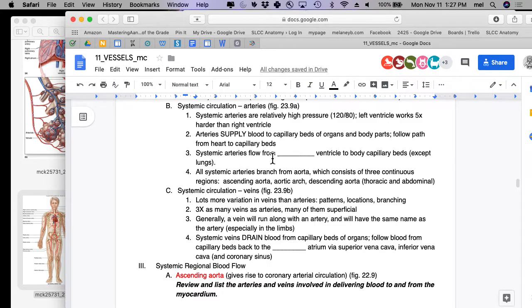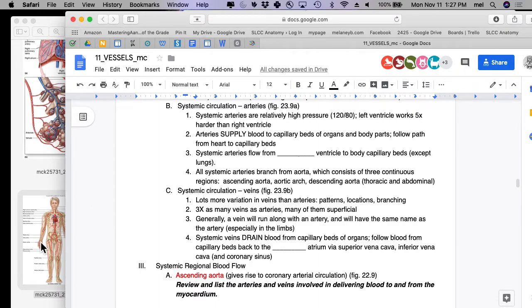Okay, so you already told me that systemic arteries flow from the left ventricle to the capillary beds, and every single systemic artery branches from the aorta, right? Okay, and we'll do that in order. We'll do ascending and then arch and then descending aorta.